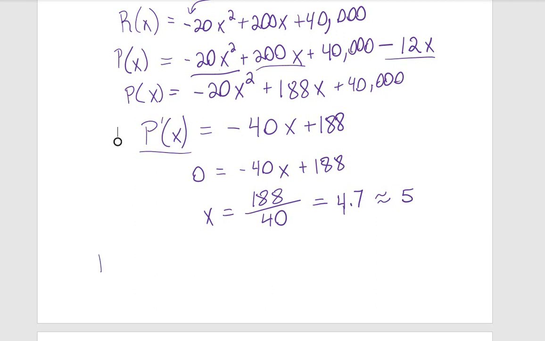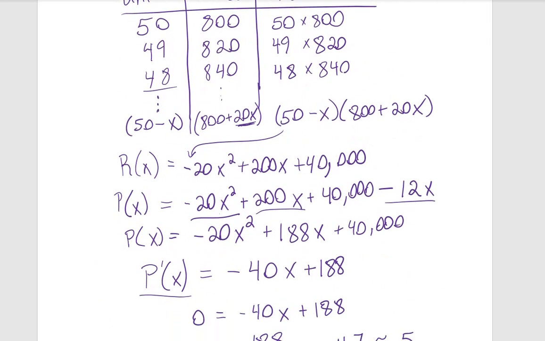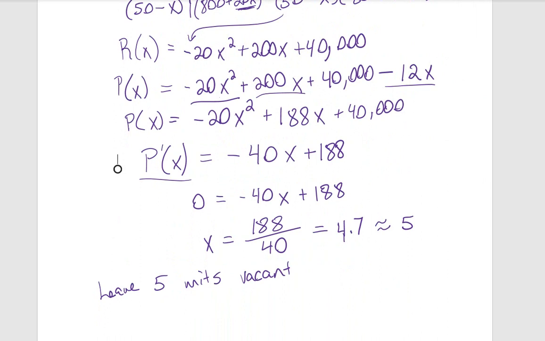So that means we should leave 5 units vacant. And if 5 units are vacant, that means that we have increased the price by $20 5 times. So that means that we should charge $900.